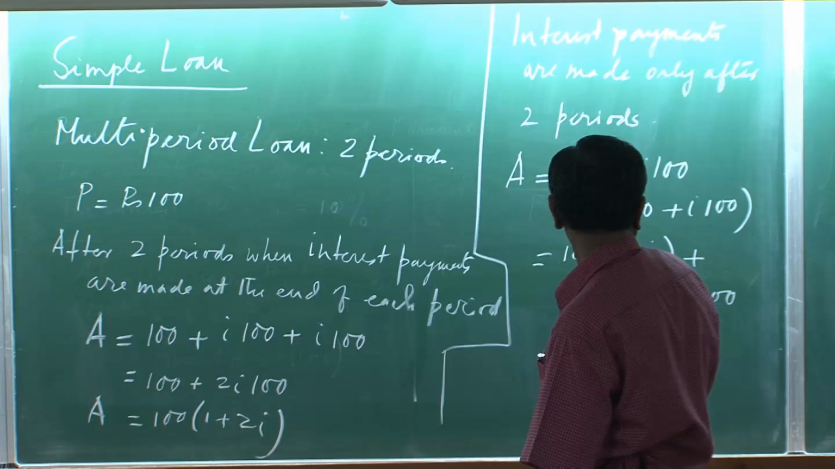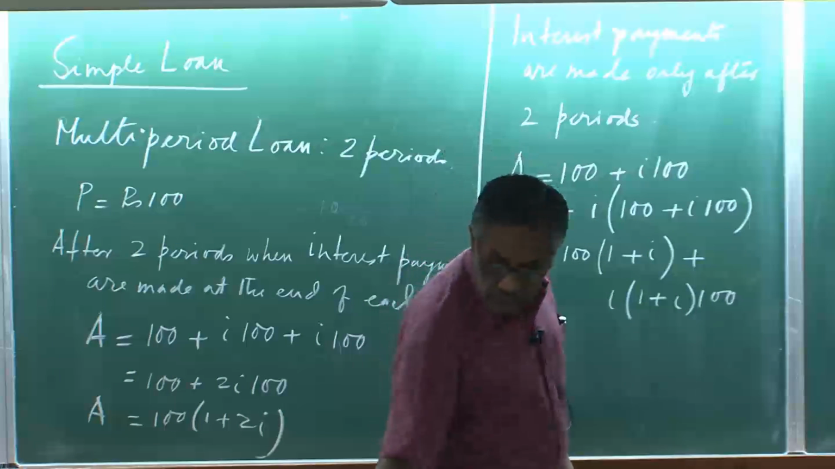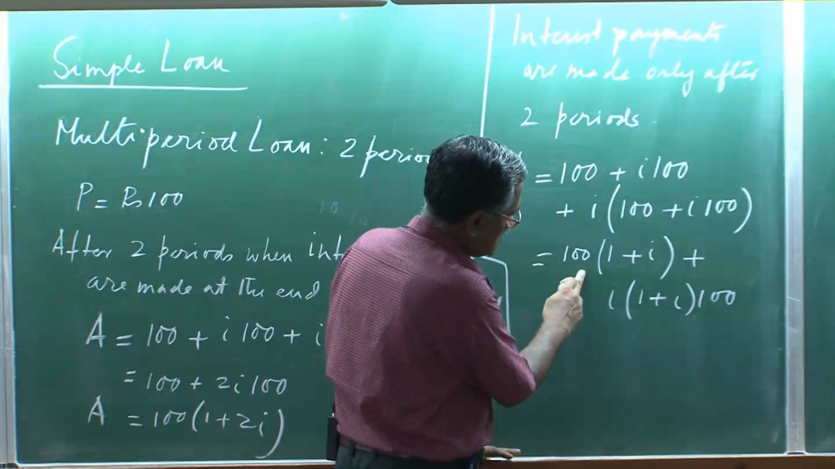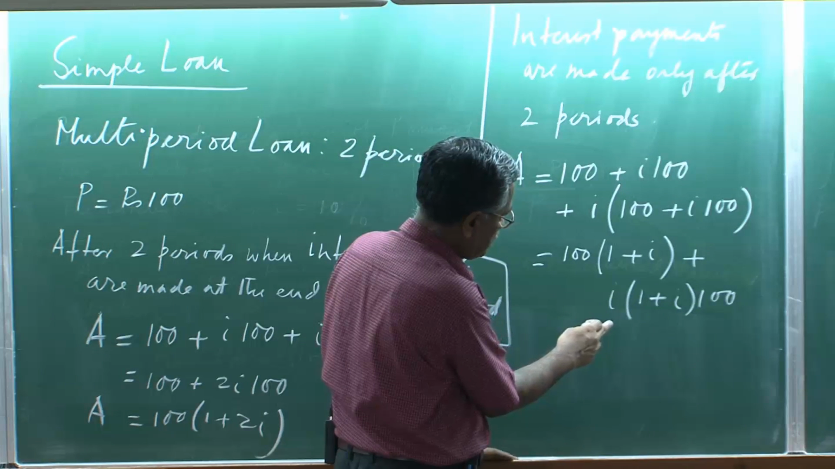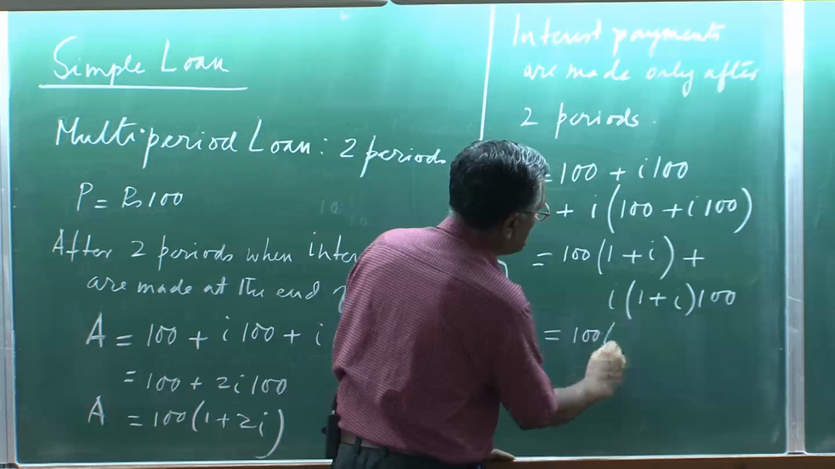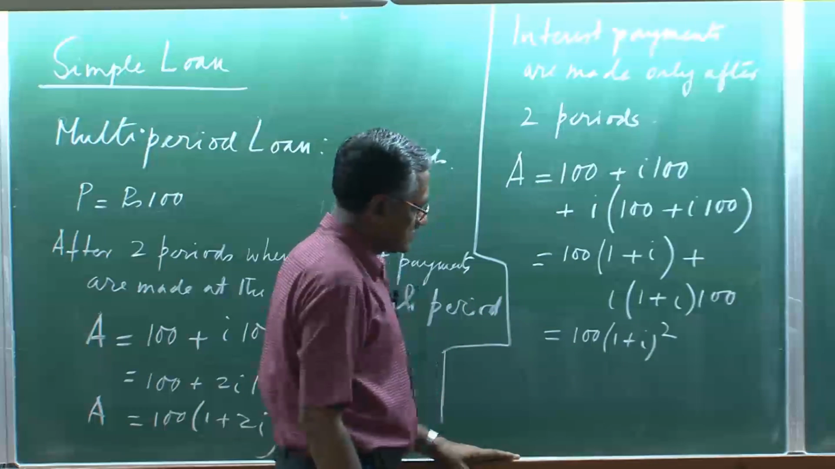100 into (1 plus I), and then I into (1 plus I) 100. So, what is this going to be? So, it will be 100 into (1 plus I) square. Okay, this is what you have.